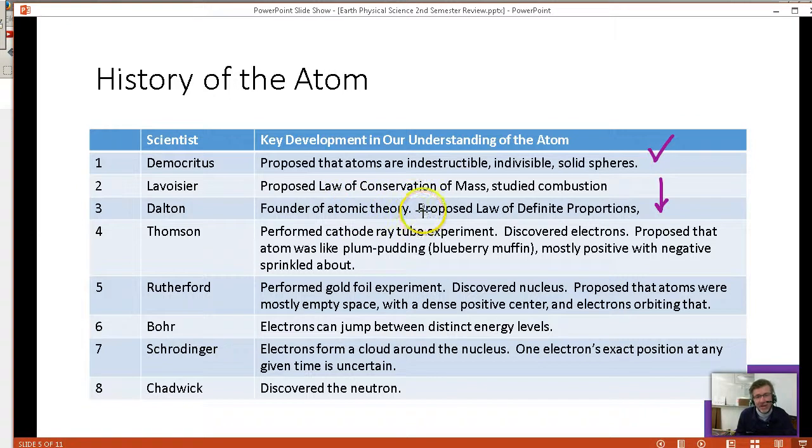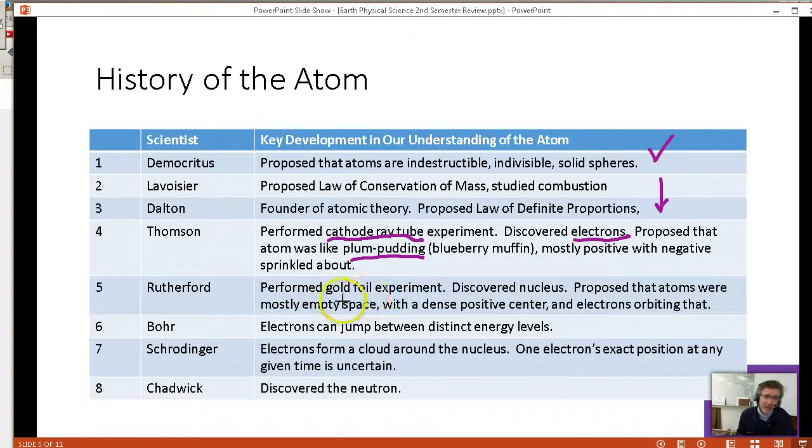So he's got the law of definite proportions. He says that elements are all the same. He says that they combine to make other things. So very key person right there. We spent some time talking about Thomson. Cathode ray tube experiment. You should think of these words linked to Thomson. Plum pudding and electrons. All those come from Thomson.